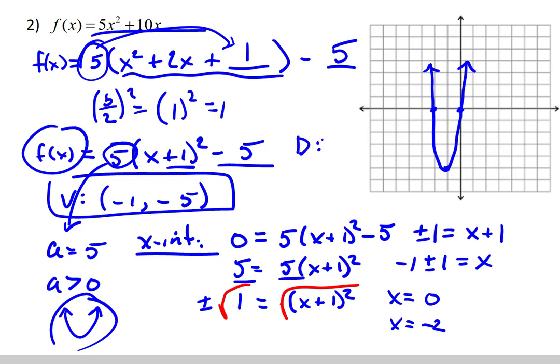Now we can also discuss the domain and range. Recall the domain of any quadratic is all reals. That'll save us a moment. We'll just write that in. And then the range pertains directly to which way this parabola is opening and where the vertex is.